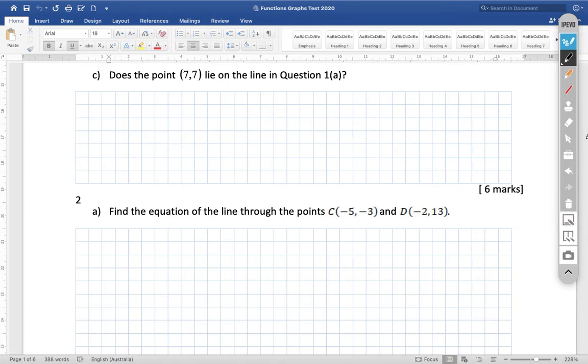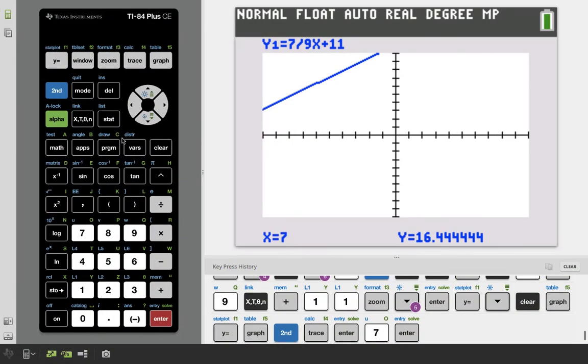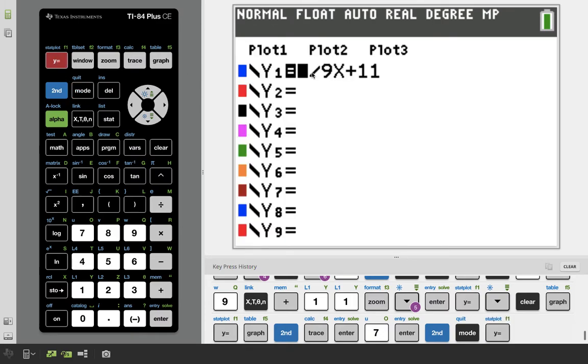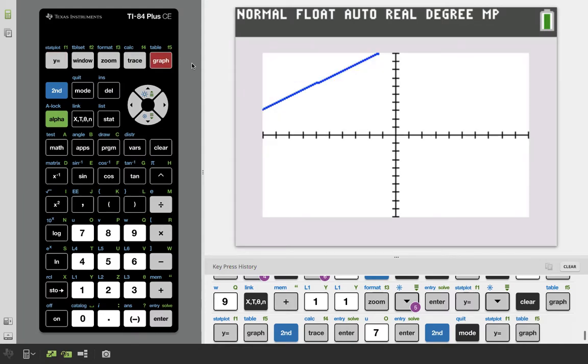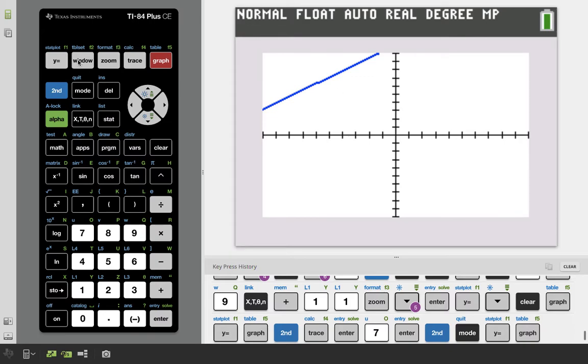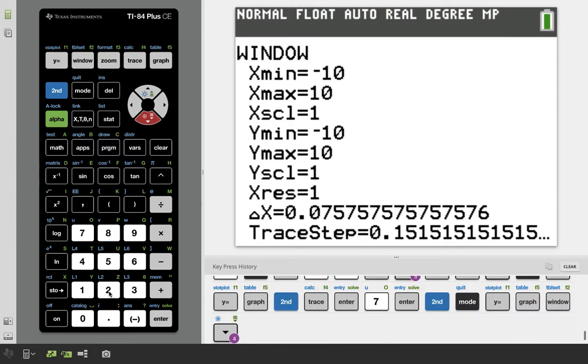Right. I wanted to show you this. I think it's in my calculator at the moment. Checking on a calculator. y equals 7 on 9x plus 11. Graph that. It's going off scale. What? x is 7, y is 7. Clearly not on the line, right? If I want to see, I'm going to need more y's. Maybe we'll go up to 20.